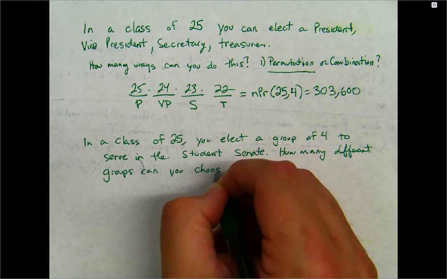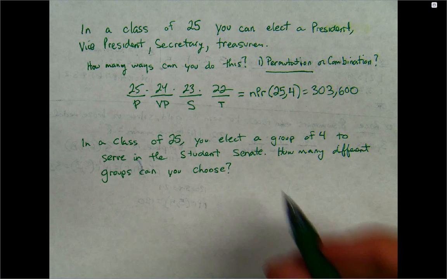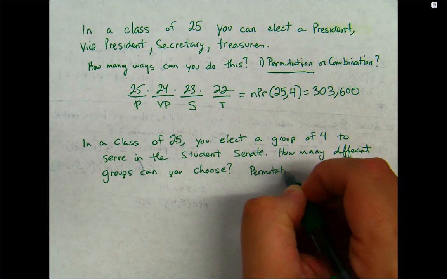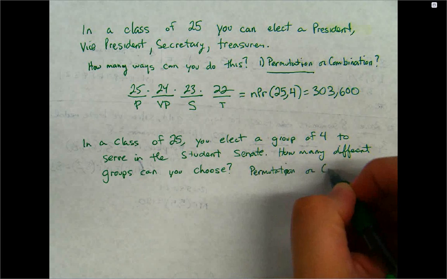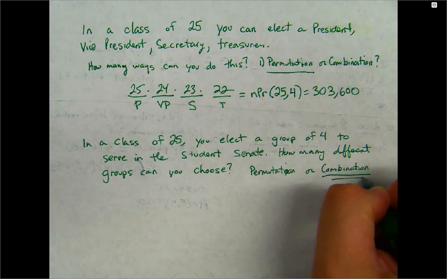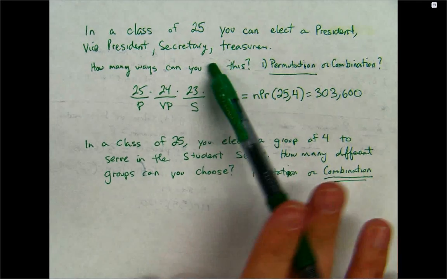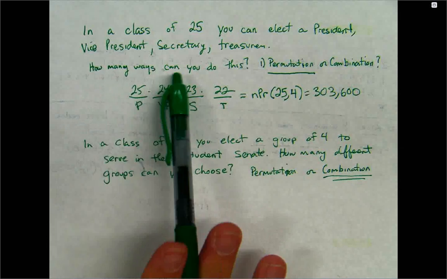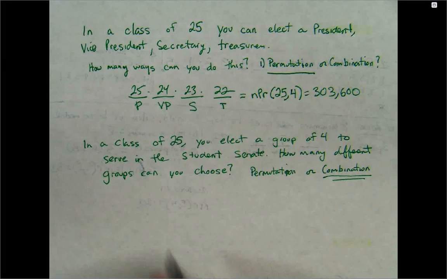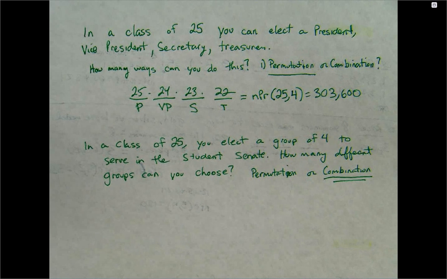Now again, you have to ask yourself, is this a permutation or a combination? It's a combination. The first situation was we're actually picking the president, vice president, secretary, and treasurer. This situation, we're just picking a group of 4. We don't know if one's going to be a president or a vice president or whatever, because we don't care.